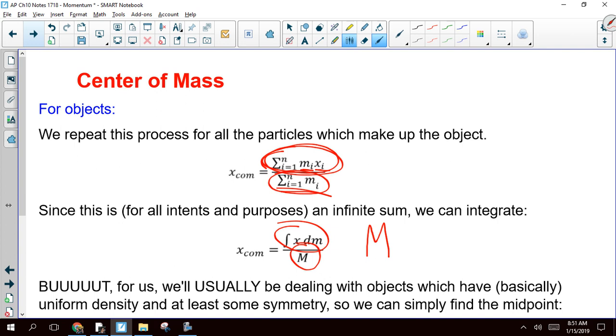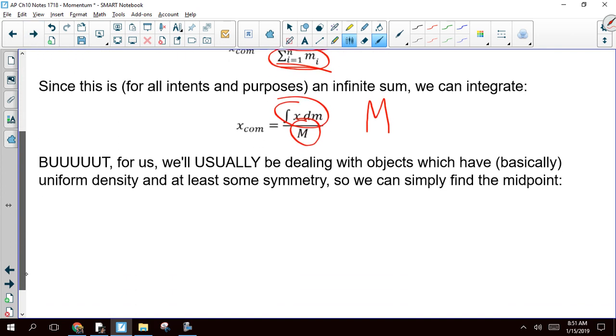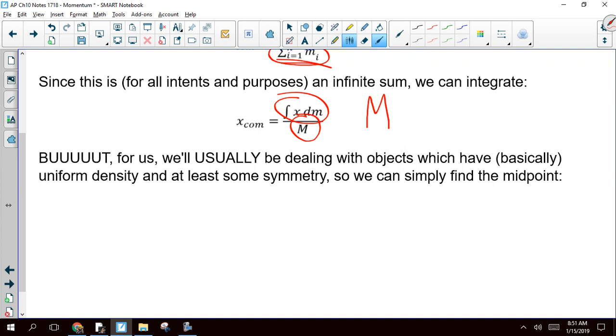All right, so eventually in this video we'll do an example where we have to integrate. But before we do, let's look at a couple more simple examples. Usually, most of the objects that we're going to deal with have a basically uniform density, so that the mass of any one chunk is the same as the mass of any other chunk of the same size. And there will be at least some symmetry, so you can simply find the midpoint.